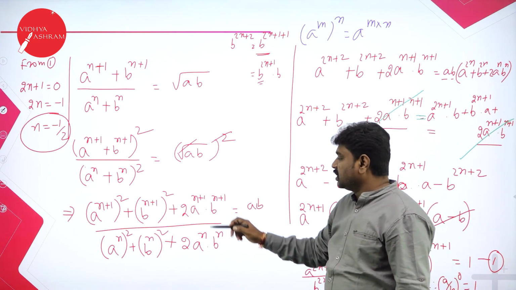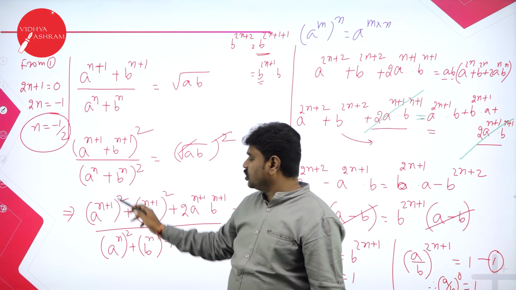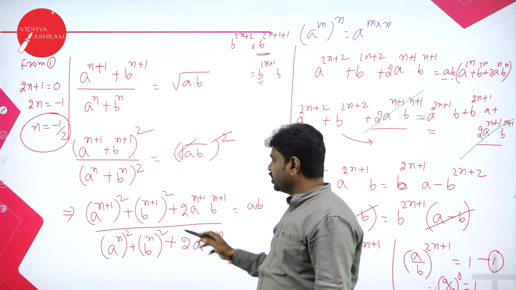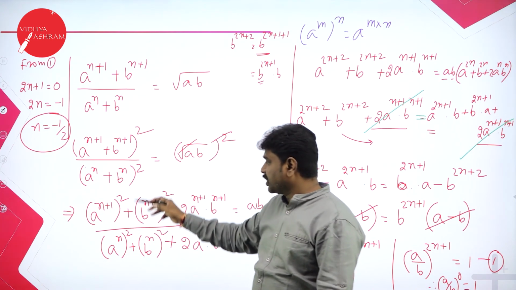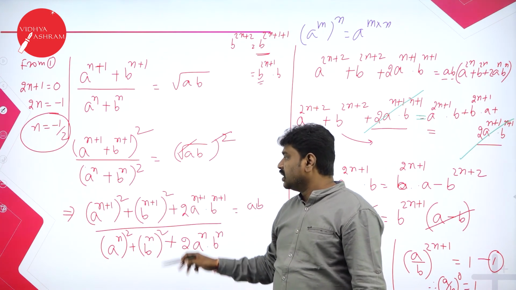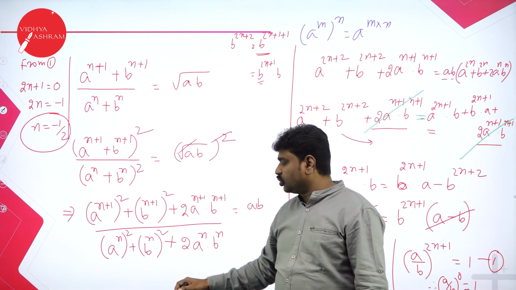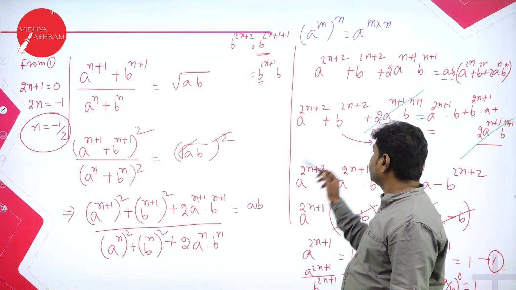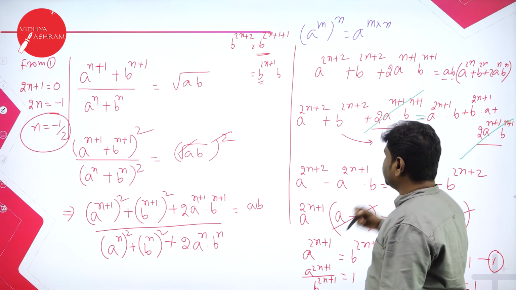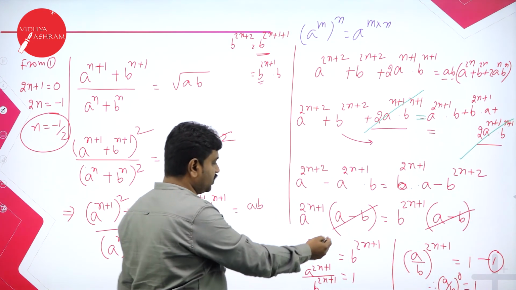And in the denominator also, (a plus b) whole square is a square plus b square plus 2ab. A square means (a power n) whole square, b square is (b power n) whole square, and 2ab. And n into 2 is 2n, n into 2 is 2n, like this. Now simplify this, then rearrange. After you rearrange and solve, you will get the value.